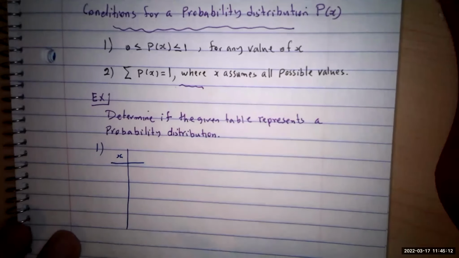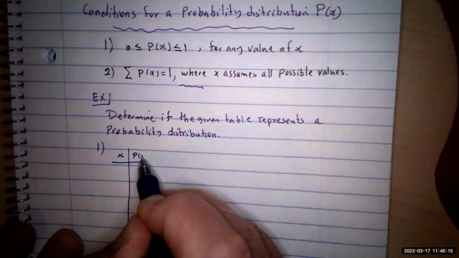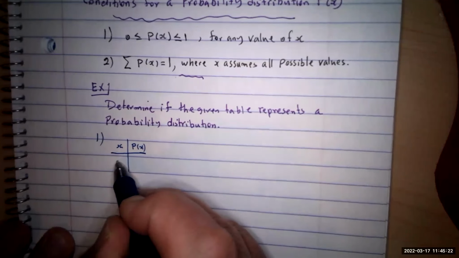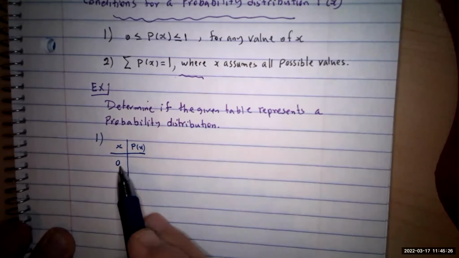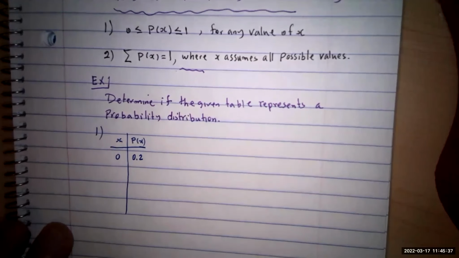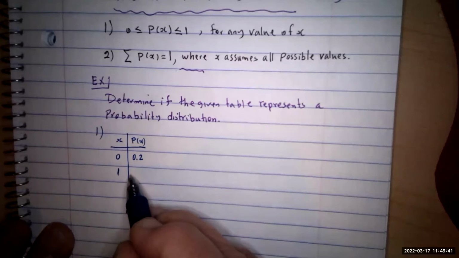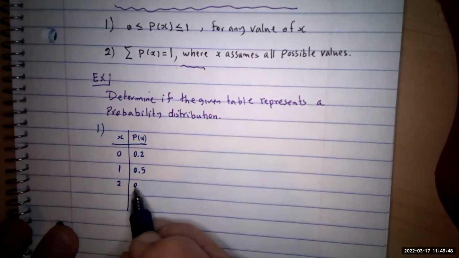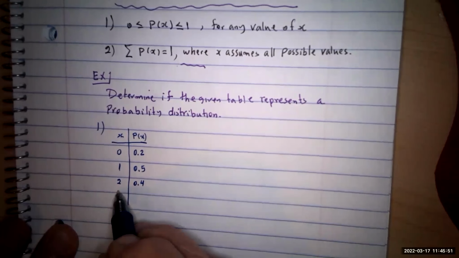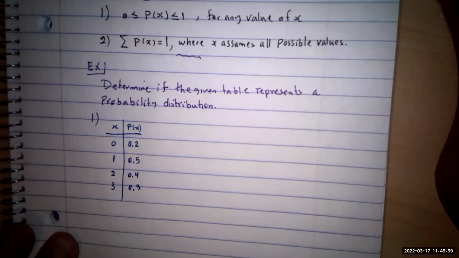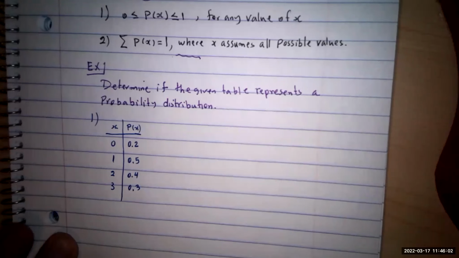This is your X, the input. And this is going to be your P of X. It's like the X and the Y that we write for the algebraic function. If X is equal to 0, the probability of X equal to 0, or P of 0, is 0.2, which is 20%. Then for 1 it is 0.5, which is 50%. For 2 it is 0.4, which is 40%. And for 3 it is 0.3, which is 30%.